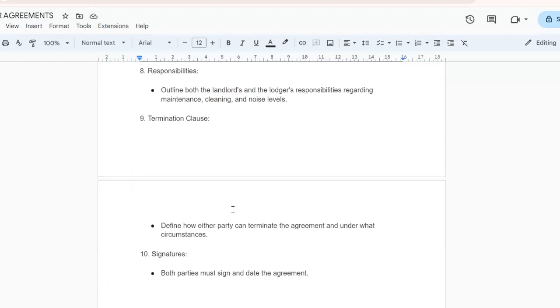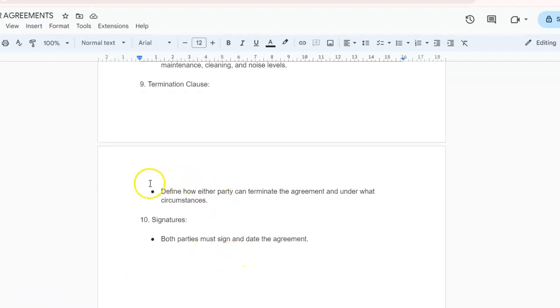Number nine, it should also contain a section for termination. So in the termination clause, you need to specify the reasons under which either party can terminate the agreement. You need to define the required notice period for terminating the agreement early, and you need to outline the steps involved in terminating the agreement, including returning of keys and settling outstanding payments.